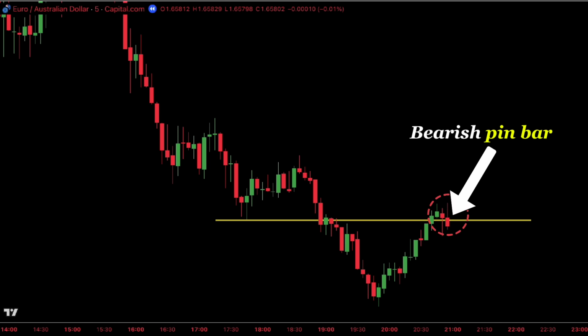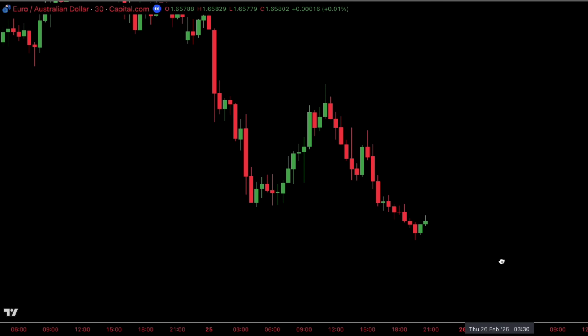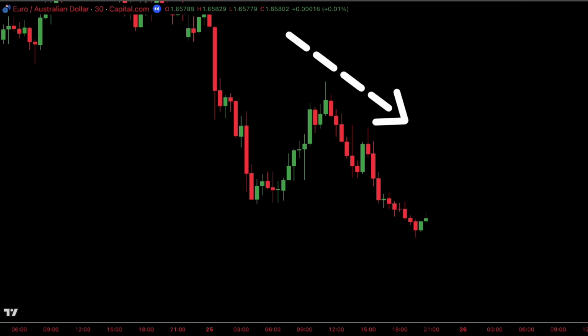This is our signal. Before entering the trade, we add one more layer of confirmation by checking the higher time frame. Since this chart is on the 5-minute time frame, we switch to the 30-minute chart to get a broader view of the market. As you can see, the market is also trending downward on the higher time frame, which aligns with our analysis on the 5-minute chart. This alignment increases the probability of the trade.